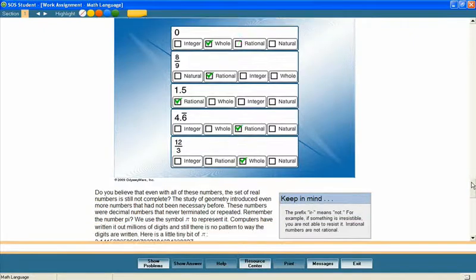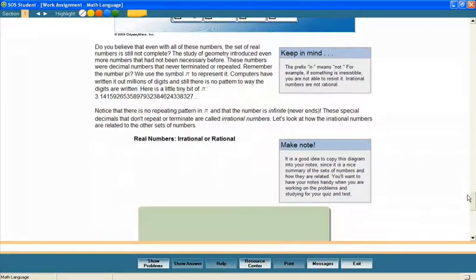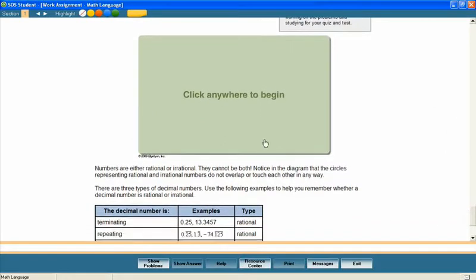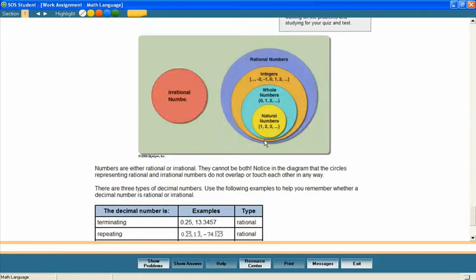And finally, let's take a look at how the irrational numbers are related to other sets of numbers. The set of irrational numbers is a subset of the real numbers.